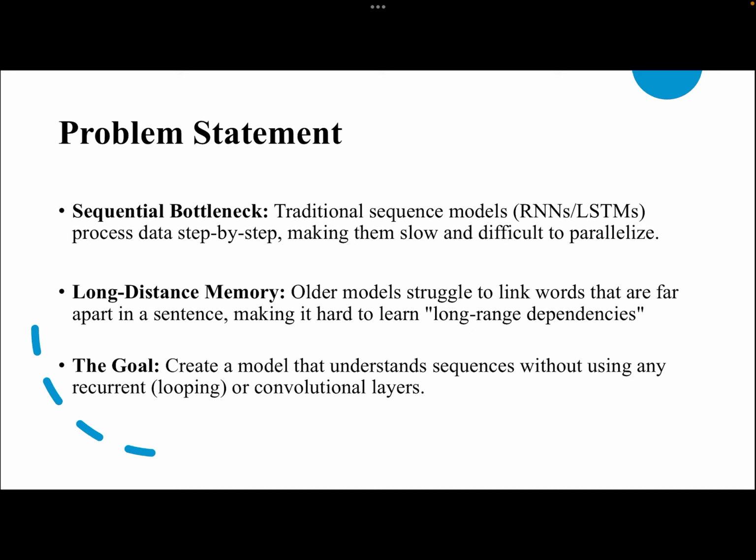So this leads to a problem called long-range dependency. That means understanding the relationship between words that are far apart in a sentence was very problematic with models like RNNs. For example, connecting the subject at the beginning of a sentence with a verb at the end was very difficult. So the goal is to design a model that can understand sequence without sequential processing.